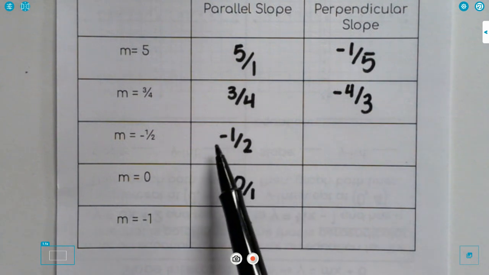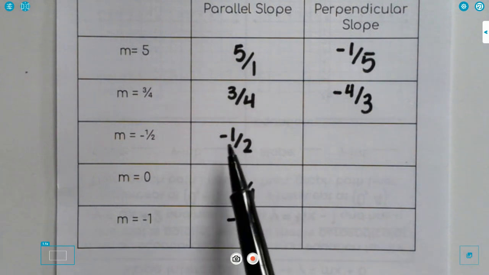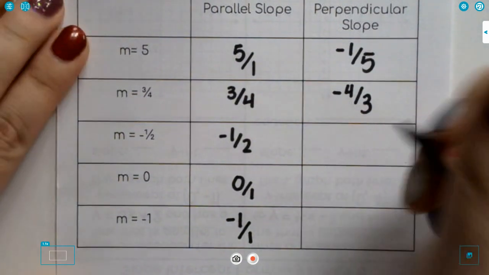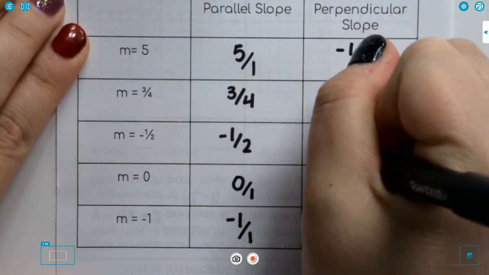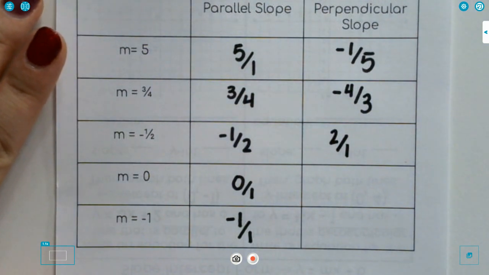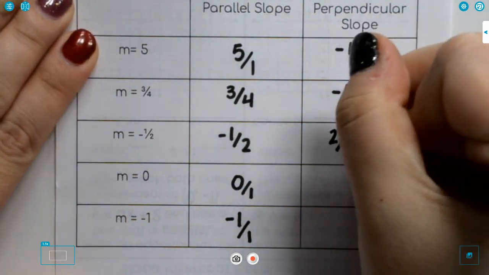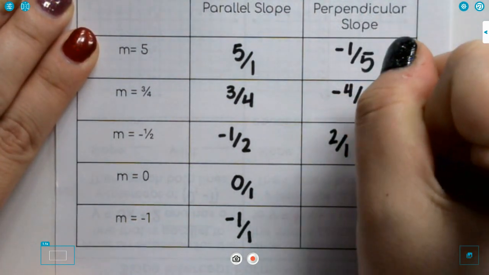Okay, -1/2. This one, since it's negative here, it's going to be positive here. So our slope is going to be 2/1 positive. And then we can leave that as 2 over 1, or we can say it's just 2. Either of those are correct.